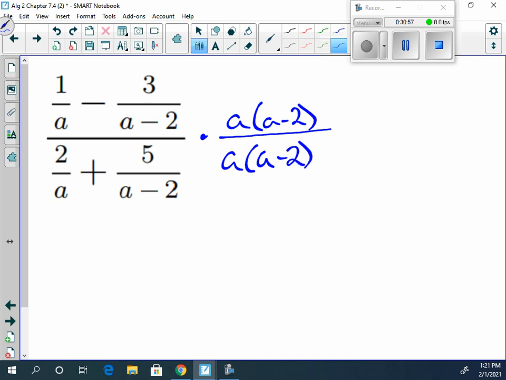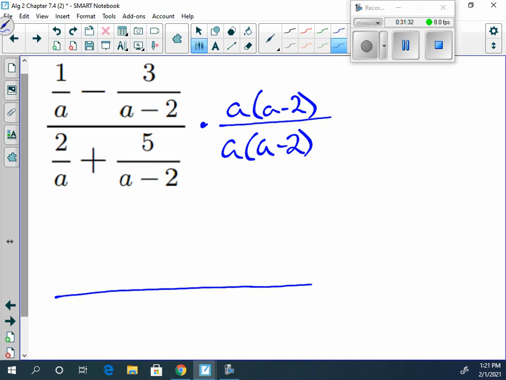A and A minus 2. Because the A, when multiplied by 1 over A, would simplify that fraction. The A minus 2 will simplify the 3 over A minus 2. And the same for the denominator. The single A will simplify A, and the A minus 2 will simplify the A minus 2. And we only need these as many times as they show up. Since A minus 2 only shows up once in each fraction, we only need it once. A only shows up once in any of the fractions, so we only need it once.